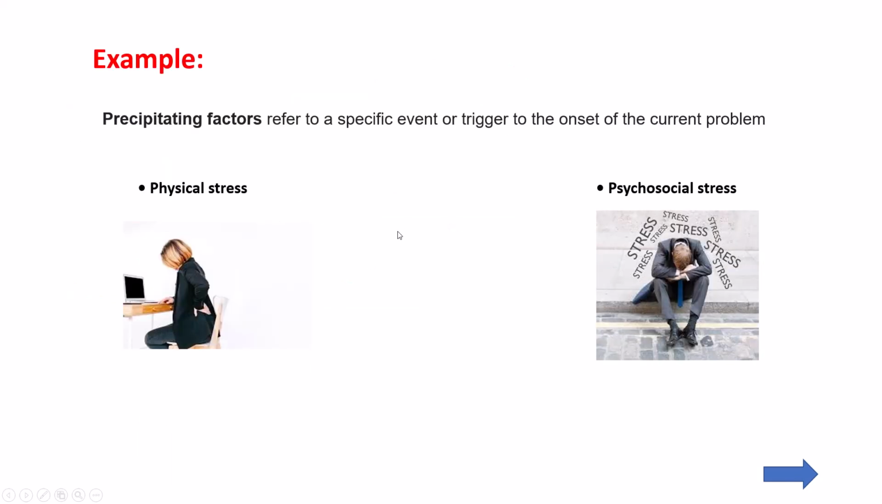Next is precipitating factors. Precipitating factors means what is the cause of the onset of the disease, the things that happened just before the onset of the disease. That is called precipitating factors. This is one of the causes. Precipitating factors refer to a specific event or triggers. Triggers means anything that stimulated the problem, so triggers to the onset of the current problem.